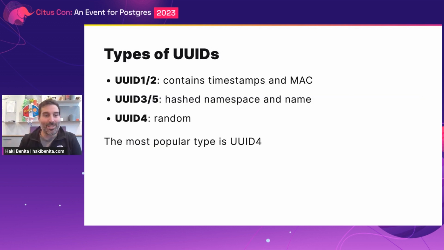So there are many types of UUIDs. 1 and 2 contain the MAC address of the computer that generated them. These are kind of old. You have 3 and 5, which contain some namespace and name, very specific to a specific domain. And then you have UUID 4, which is completely random. The most popular type of UUID is 4. If you're not sure what you're using, you're most likely using UUID 4.